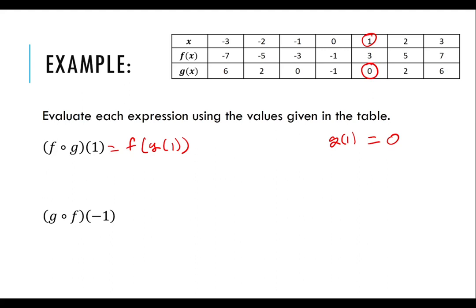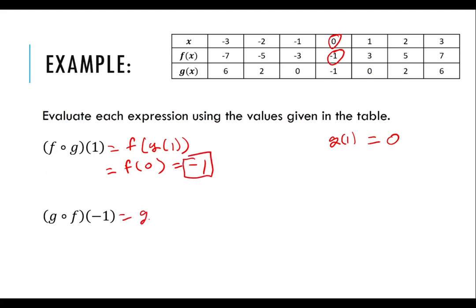Okay, great. That means that f of g of 1 is the same thing as f of 0. So at this point, we go back to the table and find the x value that indicates 0. There it is, and the output for f is -1. And so f of g of 1 is -1.